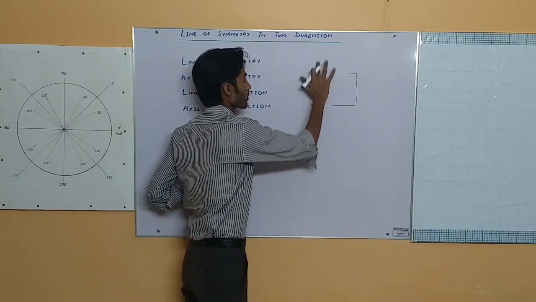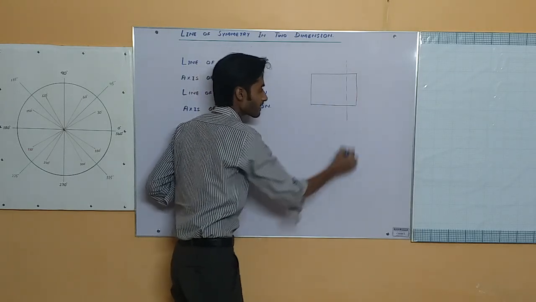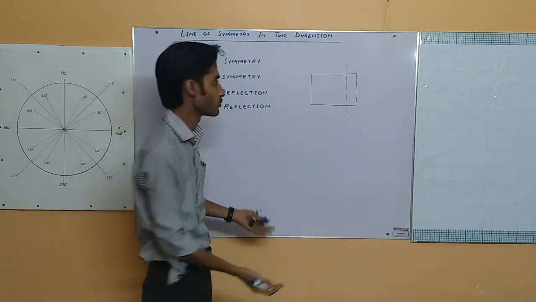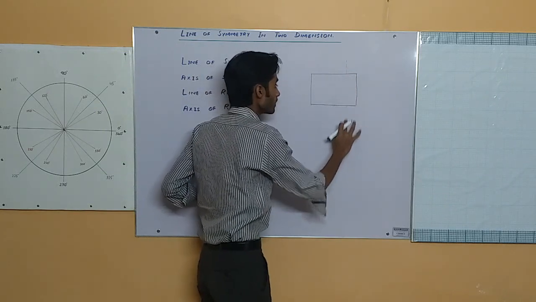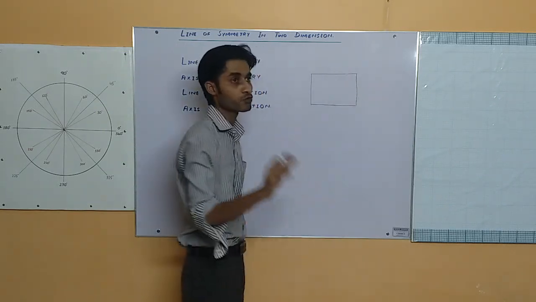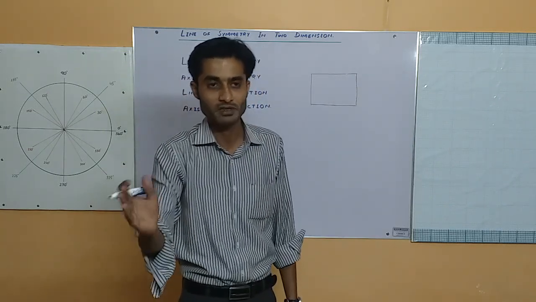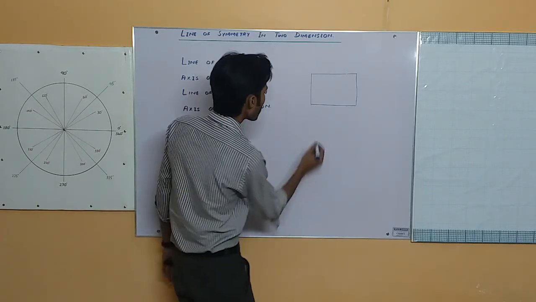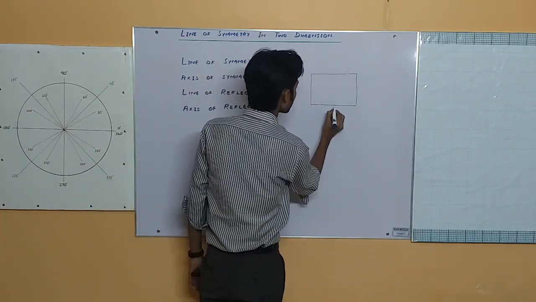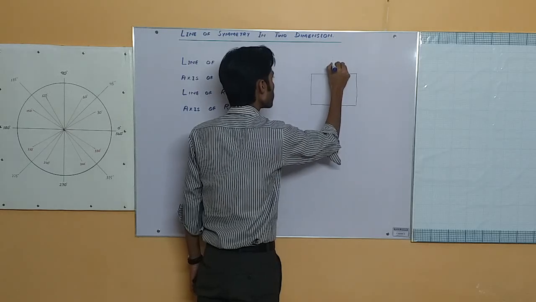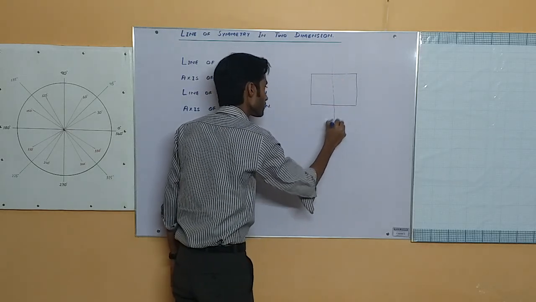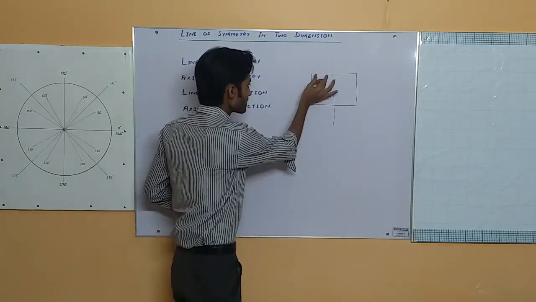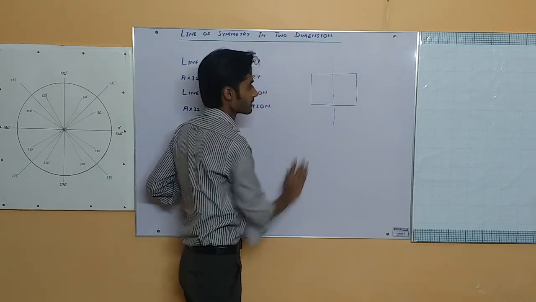And what about this? Should I divide it like this? If I divide it like this, is it divided into two halves? No, obviously not. So you do not only have to divide into two halves, you have to make sure that one half is the mirror image of the other. So I need to divide it from the center somewhere like this. Now this half is symmetrical to this.